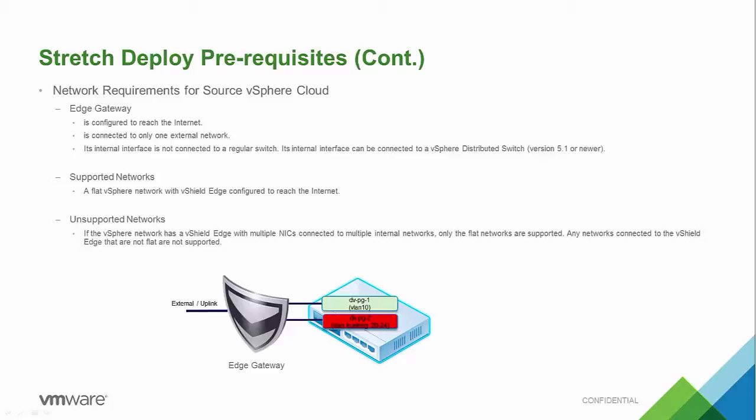Supported network types for being stretched are a flat vSphere network with the vShield Edge, as already mentioned, configured to reach the internet. Any of the networks that are connected to that vShield Edge that are not flat networks will not be able to be stretched.